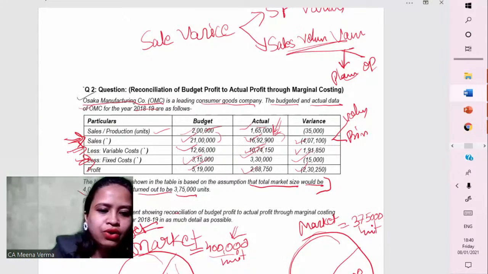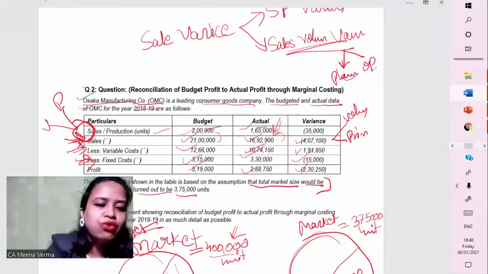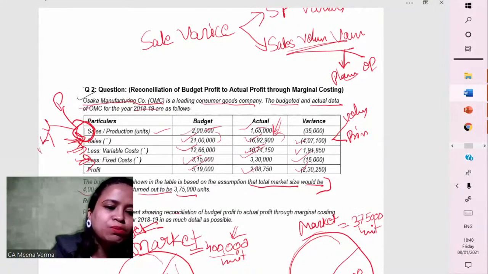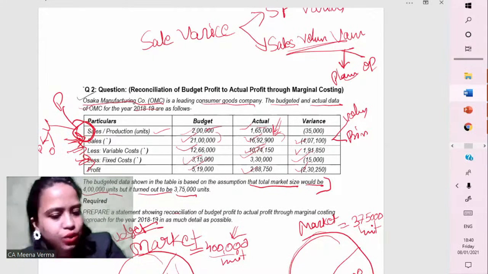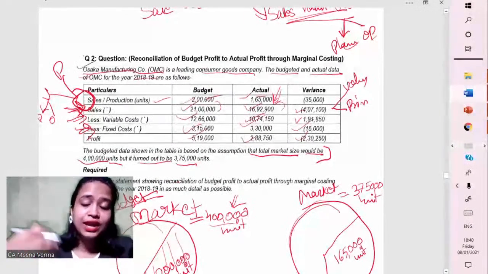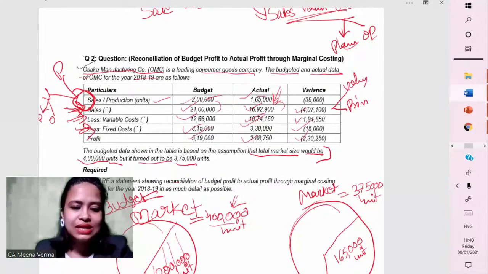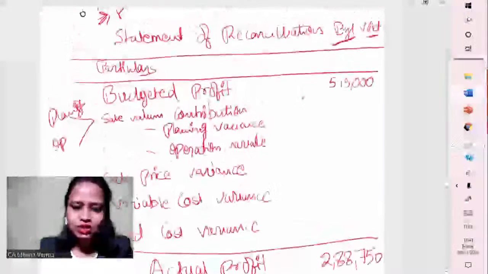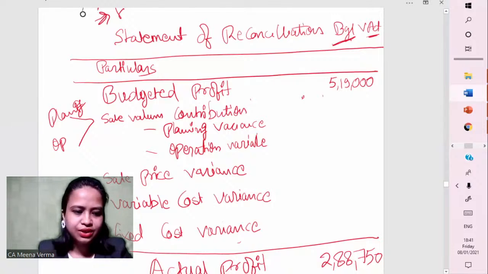But yes, for sales we can further divide into what? Volume variance and price variance, ठीक है. And volume variance can also be further divided into planning and operation variance, because we have such information. If we don't have information, we can't do that. But since we have information which can help us to find the sales planning variance and sales operation variance, we will use that and find these also, ठीक है. Sales planning variance and sales operation variance, we will do that, ठीक है.